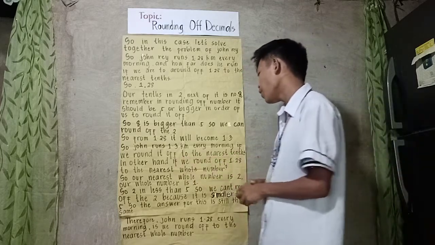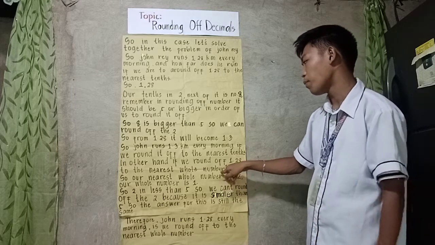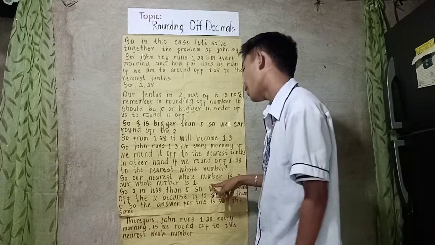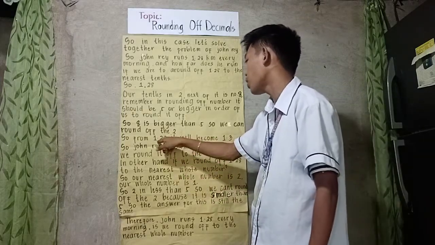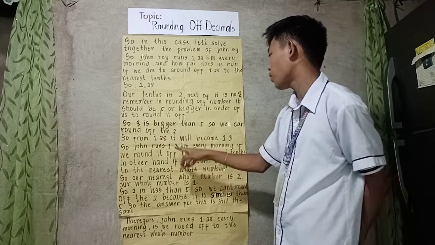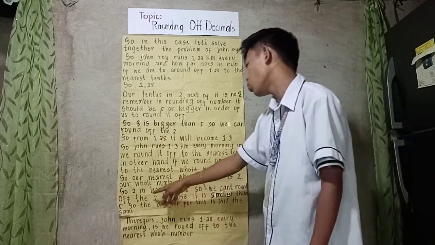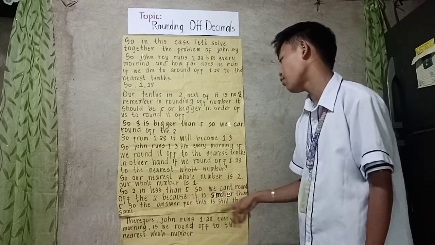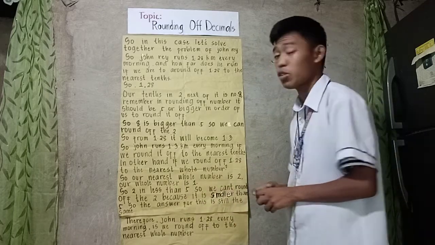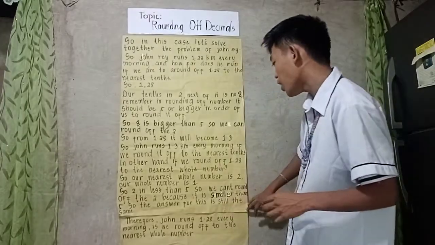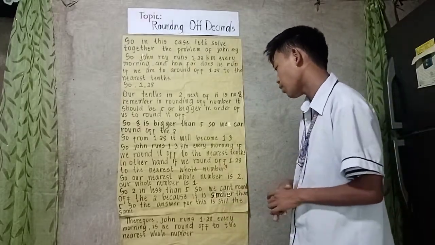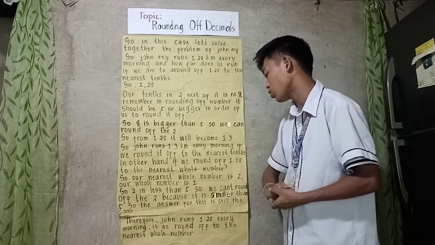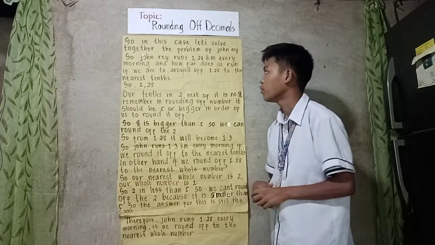On the other hand, if we round off 1.28 to the nearest whole number, our whole number here is 1. So the nearest whole number for 1 is 1, and the digit next to it is 2. 2 is less than 5, so we can't round up because it is smaller than 5. So the answer is still the same. There's no change at all. Therefore, John runs 1.28 kilometers every morning if we round off to the nearest whole number. So this will be the answer.